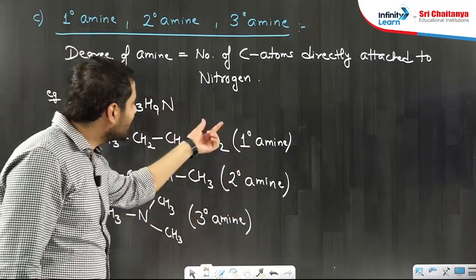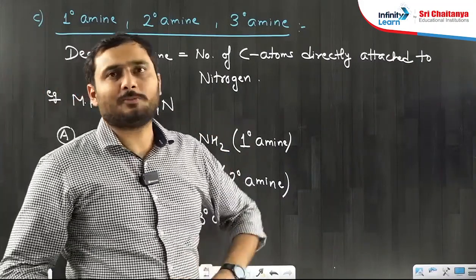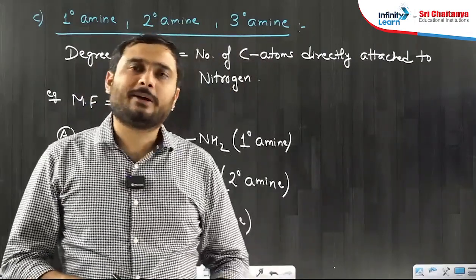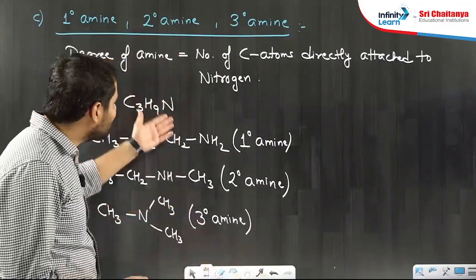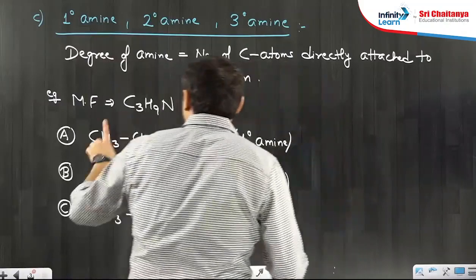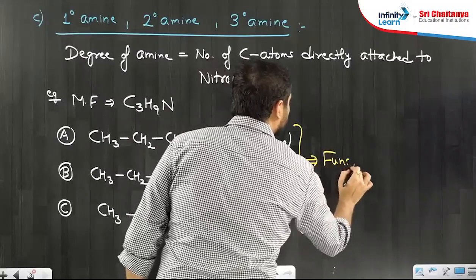Now why are they considered as different functional groups? Because they show different chemical properties. And the atom or group of atoms which determines the chemical property of any compound is called a functional group. So that's why they are considered as different functional groups. Okay? So we can say this A, B and C structures are functional isomers of each other.